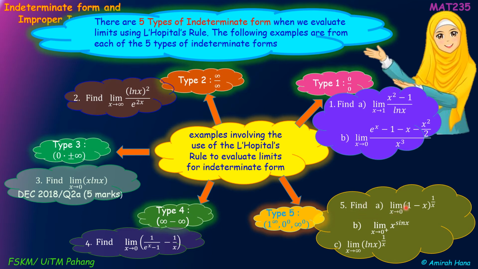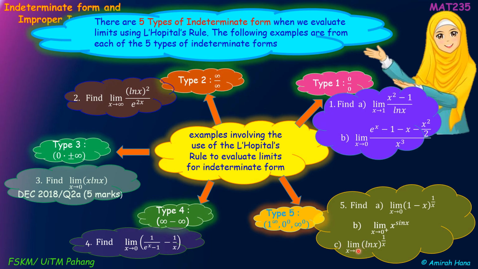And then look at the example limit x to 0 of 1 minus x to the power of 1 over x. If we use direct substitution, we substitute 0 into variable x here. So we have 1 to the power of 1 over 0, which means 1 to the power of infinity. This is under type 5. And b, limit x to 0 from the right of x to the power of sine x. We substitute 0 into variable x here, so we have 0, and then sine 0 is 0. So we have 0 to the power of 0 after we use direct substitution. So this is under type 5.